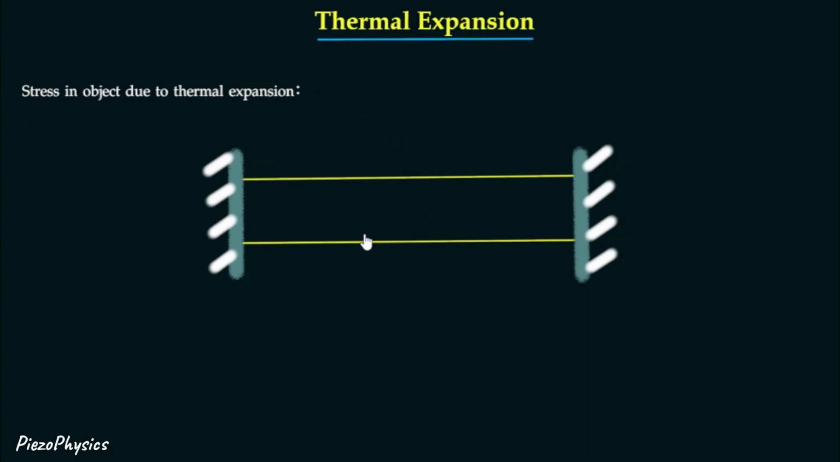Consider one linear solid between two rigid clamps, right? Initially its length is capital L and it is at temperature T. Now if we increase its temperature by delta T, it will expand, right? So the change in its length will be delta L, which is directly proportional to alpha into L into delta T. Now, as it will increase its length, due to the two rigid clamps there will be some stress on this linear solid, right?